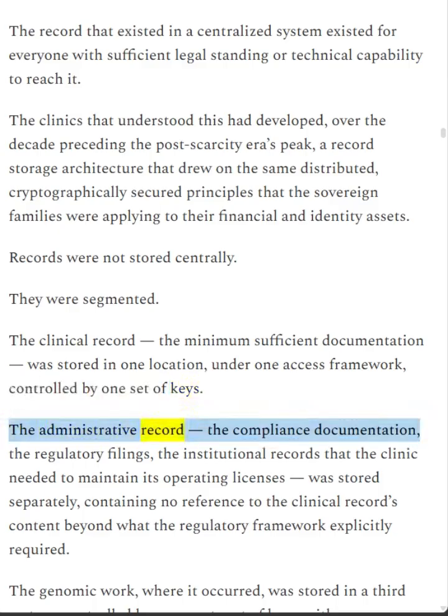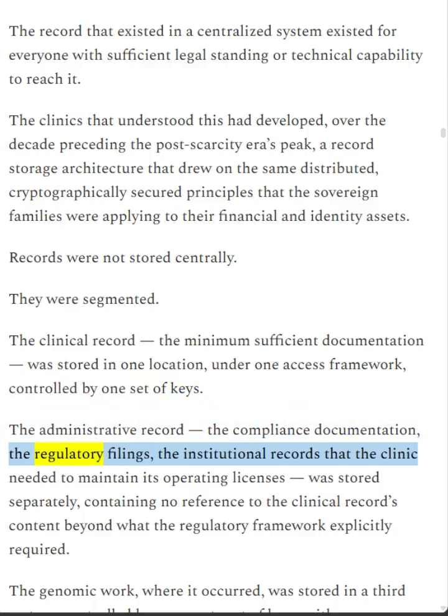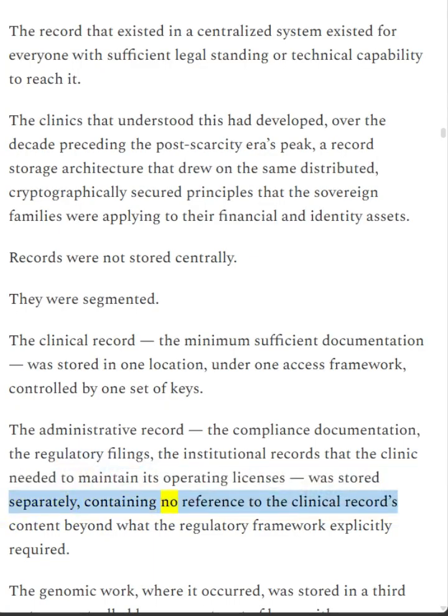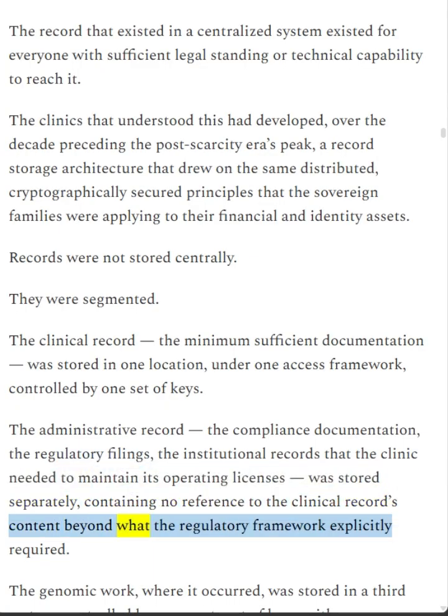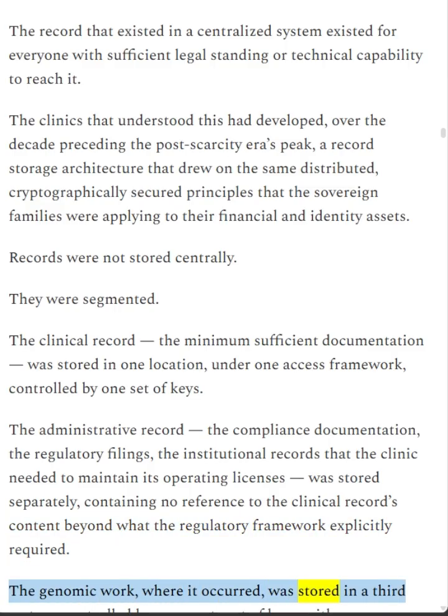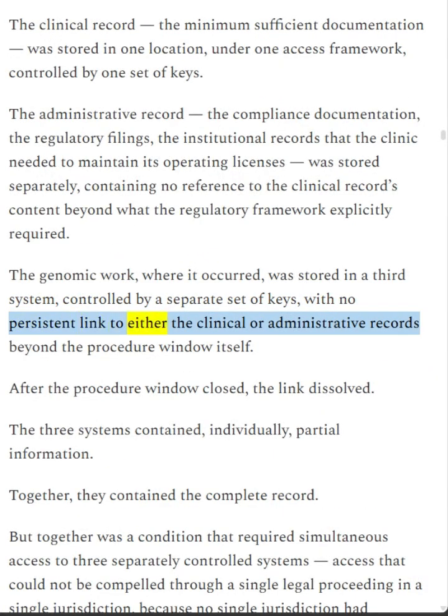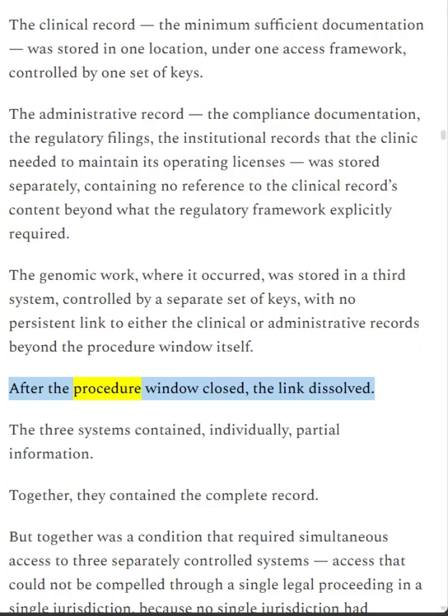The administrative record, the compliance documentation, the regulatory filings, the institutional records that the clinic needed to maintain its operating licenses, was stored separately, containing no reference to the clinical record's content beyond what the regulatory framework explicitly required. The genomic work where it occurred was stored in a third system, controlled by a separate set of keys, with no persistent link to either the clinical or administrative records beyond the procedure window itself. After the procedure window closed, the link dissolved. The three systems contained, individually, partial information. Together, they contained the complete record.